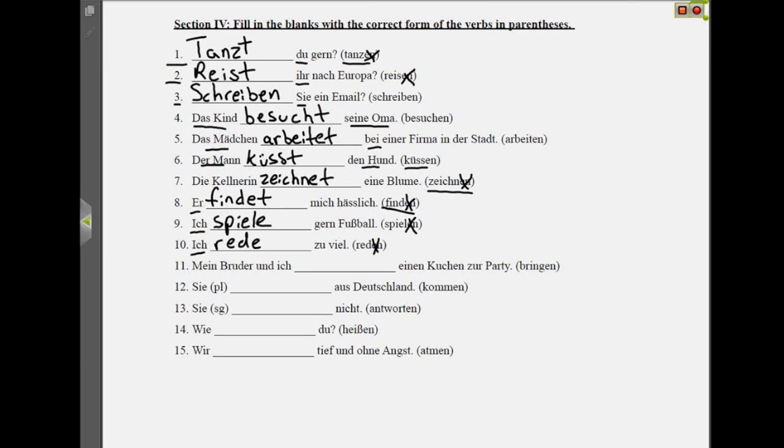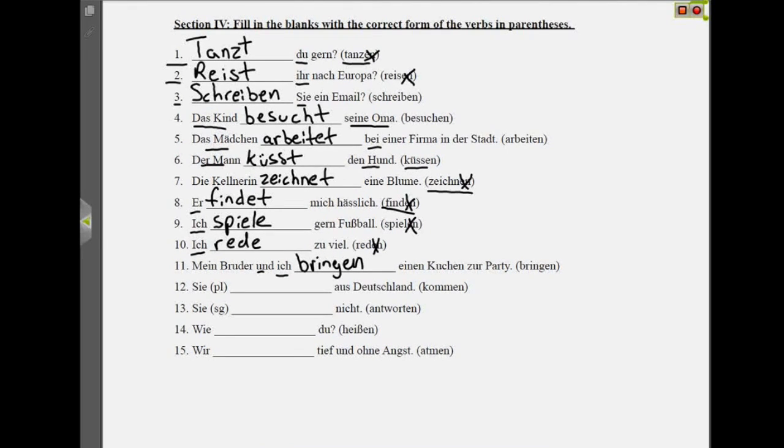Mein Bruder und ich, something, einen Kuchen zur Party. As I mentioned before, ich has to be the subject, but here we have something special. We have und. Und means and. So this says, my brother and I. My brother and I would be combined into a different pronoun. If we were to say my brother and I, to replace it with one single pronoun, we would have to say we. So we would use the we form or the wir form of bringen, which is wir bringen. Wir bringen einen Kuchen zur Party. We are bringing a cake to the party.